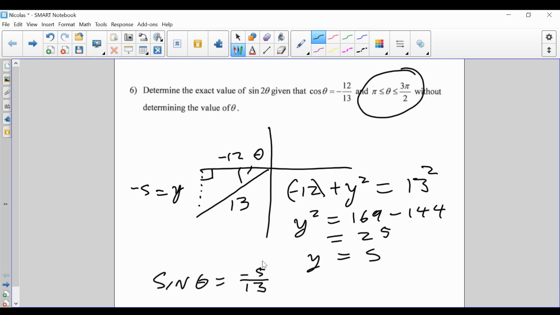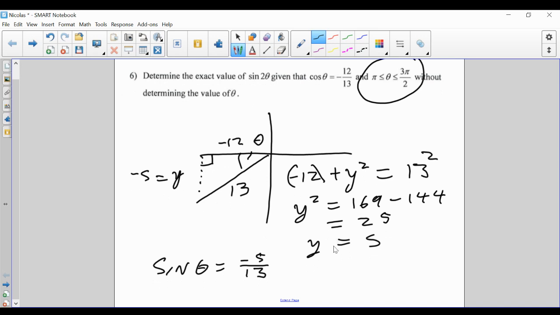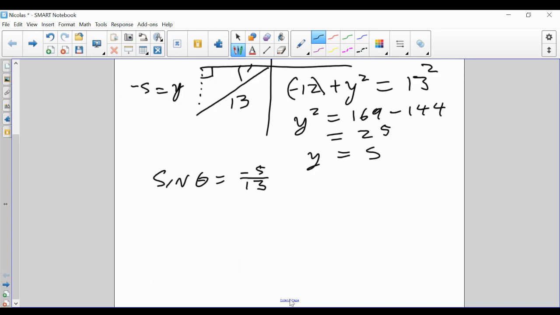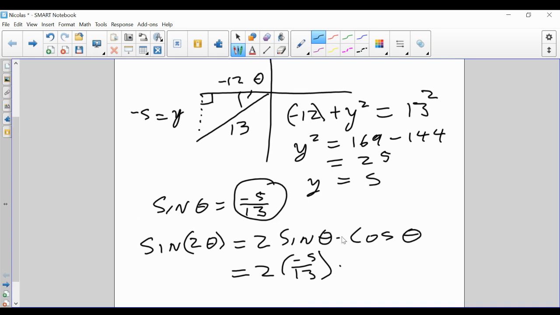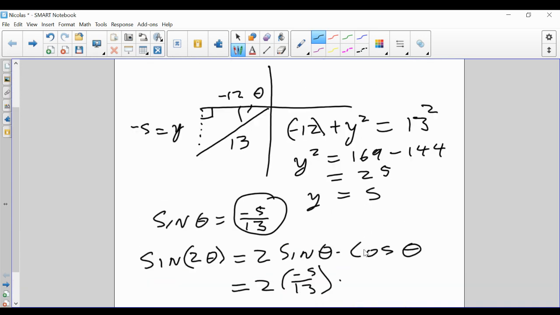Now they asked us for the sine of 2 theta. The identity for sine 2 theta, if you remember from the various identities that we talked about, is equal to 2 sine theta times cos theta. So that means 2 times the sine of theta, which was minus 5 over 13, times the cos of theta, which they gave us as being minus 12 over 13.